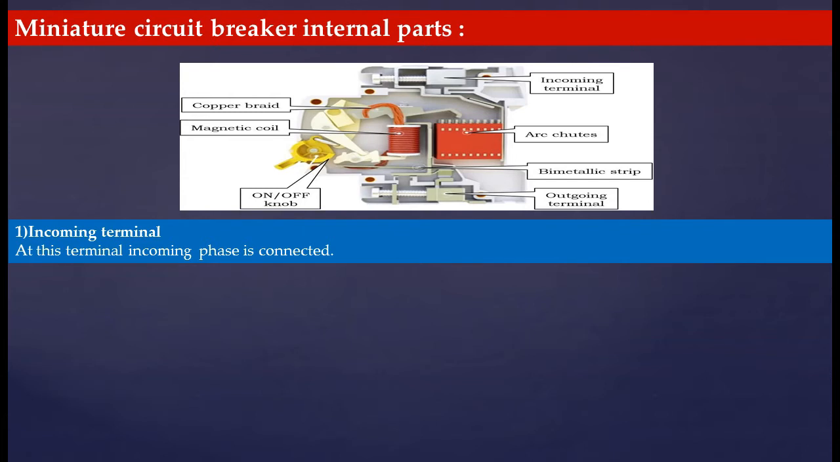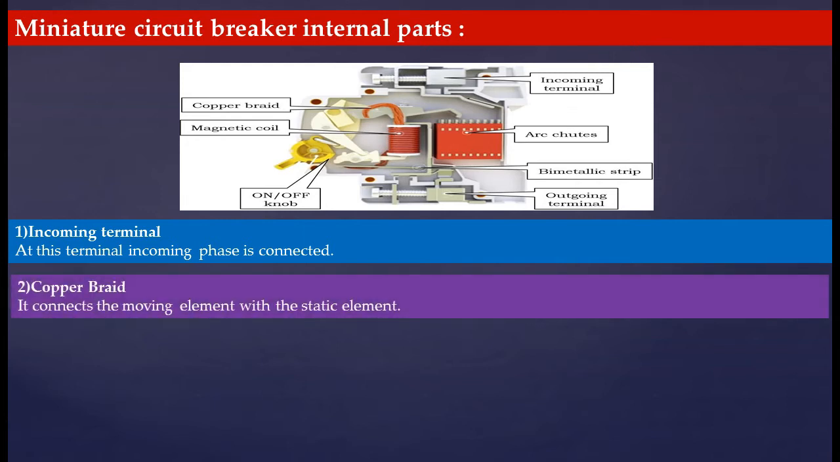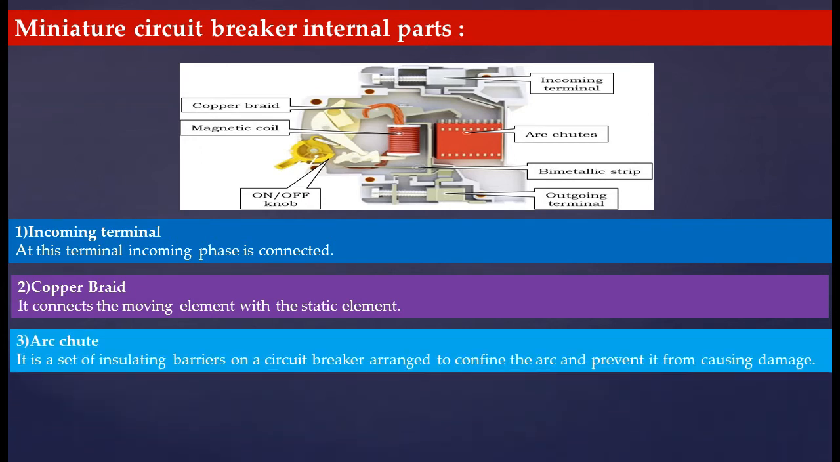First is incoming terminal. At this terminal, the incoming phase is connected. Second is copper braid. It connects the moving element with the static element. Third is arc tube. It is a set of insulating barriers on a circuit breaker arranged to confine the arc and prevent it from causing damage. Arc tube extinguishes the arc which is produced due to heavy current.